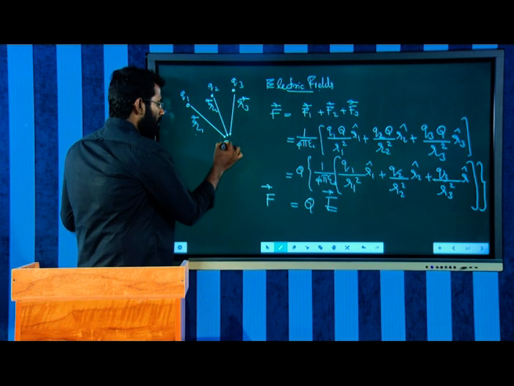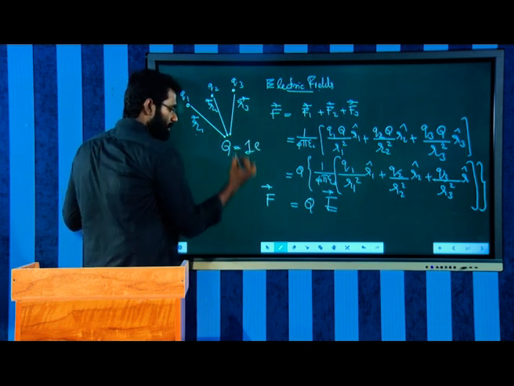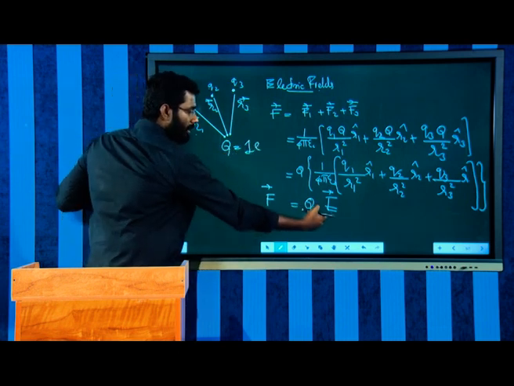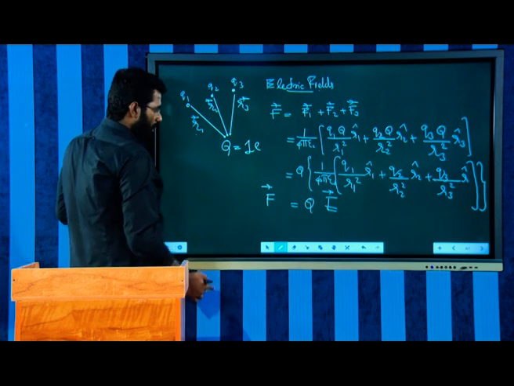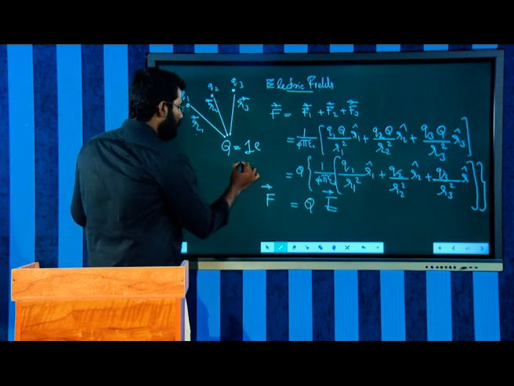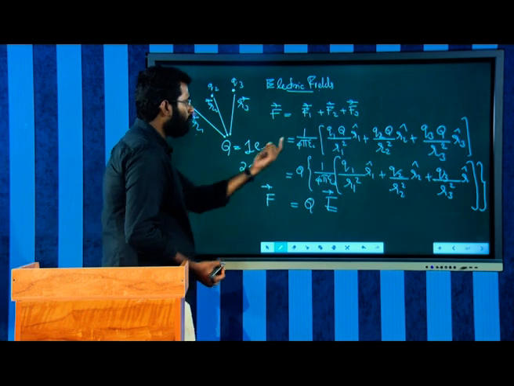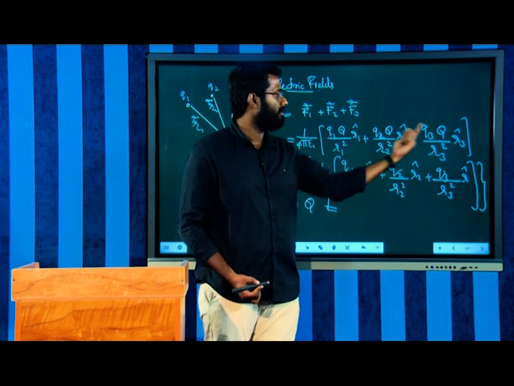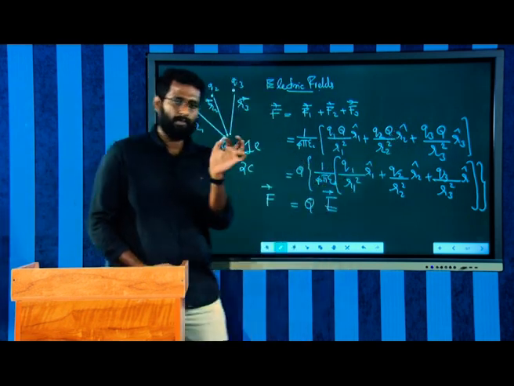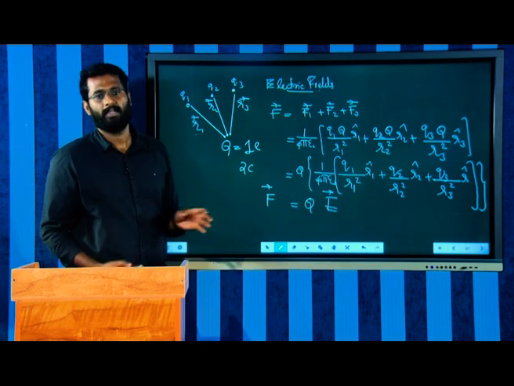Sometimes I have to use Q equal to some 1 coulomb. Then put that 1 coulomb here, multiply by the electric field, and you get the force. And if I replace that Q with 2 coulomb, you do not need to replace it everywhere in this force equation. You just replace it here and you can calculate the field.